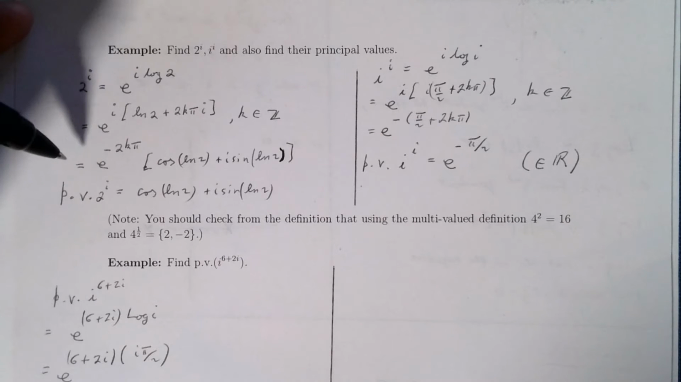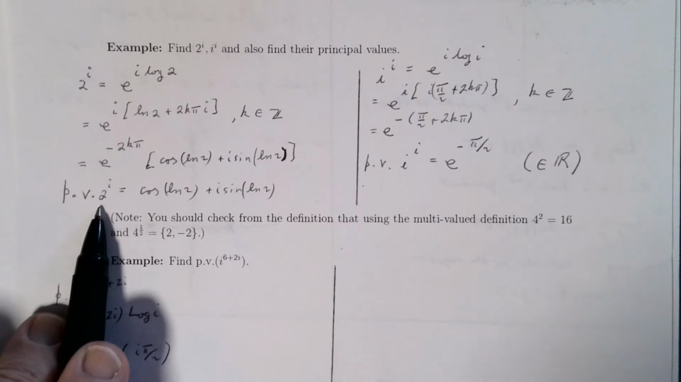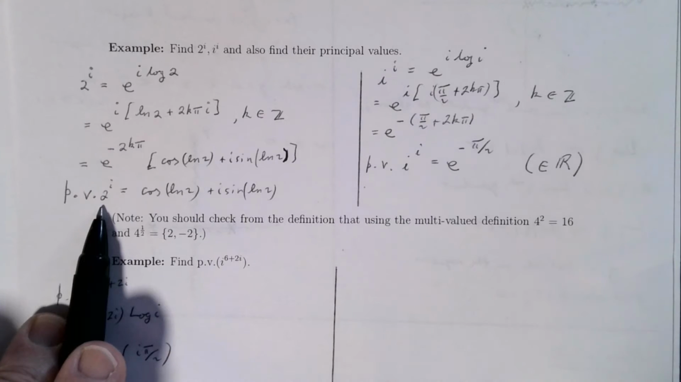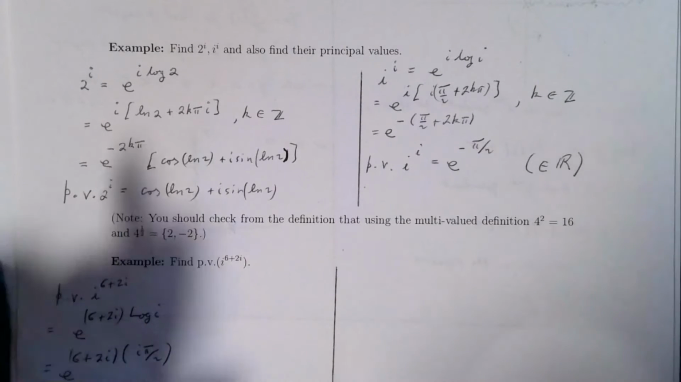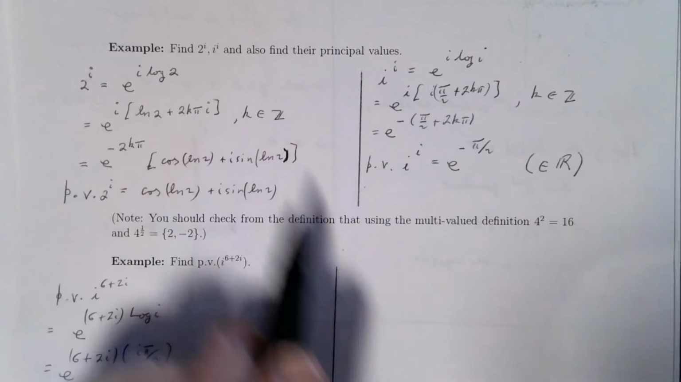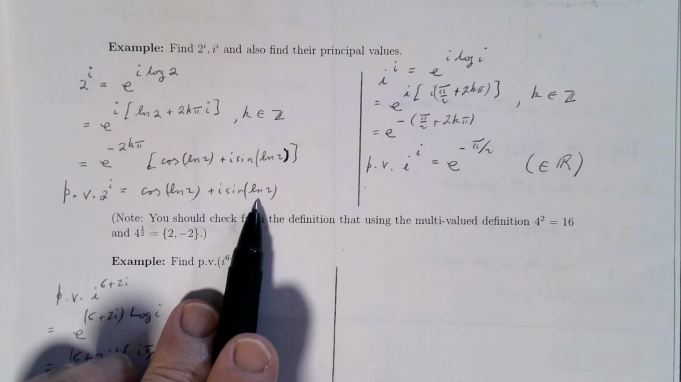If I want the principal value of 2 to the i, then we take the principal logarithm, in which case the argument is 0, and so we put k to be 0. Then I'm just going to get cos ln 2 plus i sin ln 2. So there's the principal value of 2 to the i.